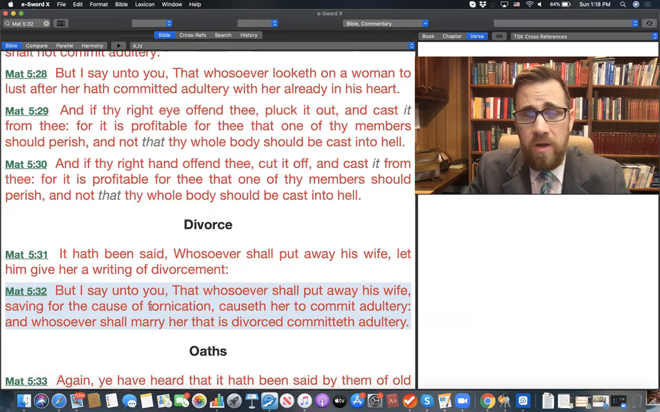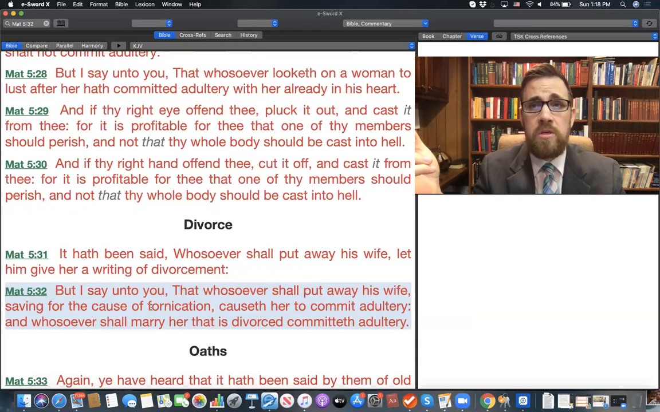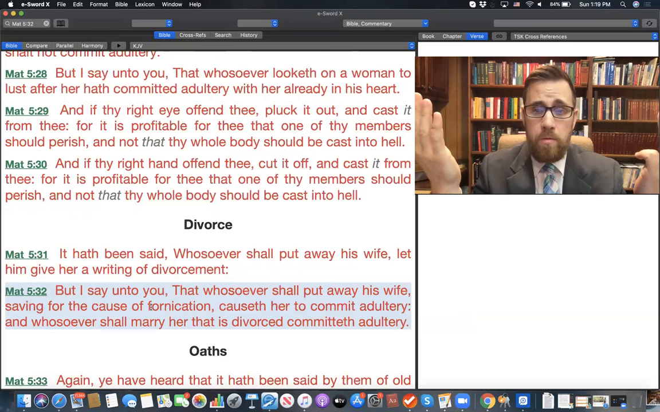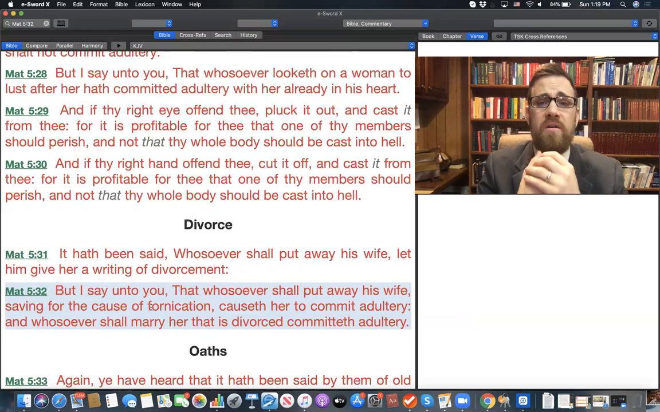You don't want to just cut off this relationship that you have with your spouse on a whim, or you don't want to cut off this relationship lightly, because you're going to have to live with the consequences of your actions.